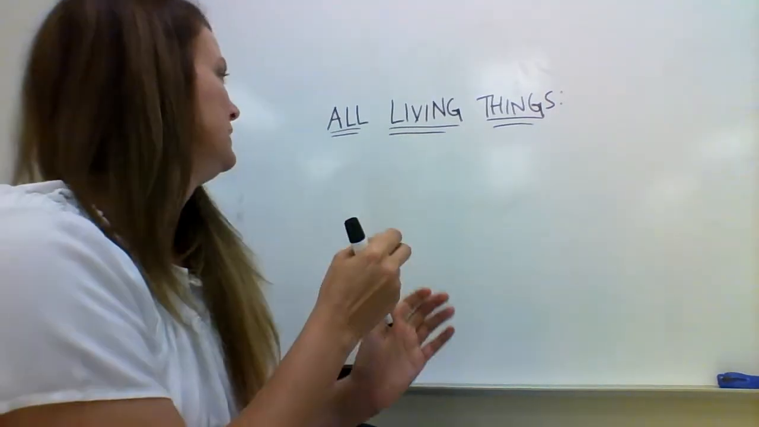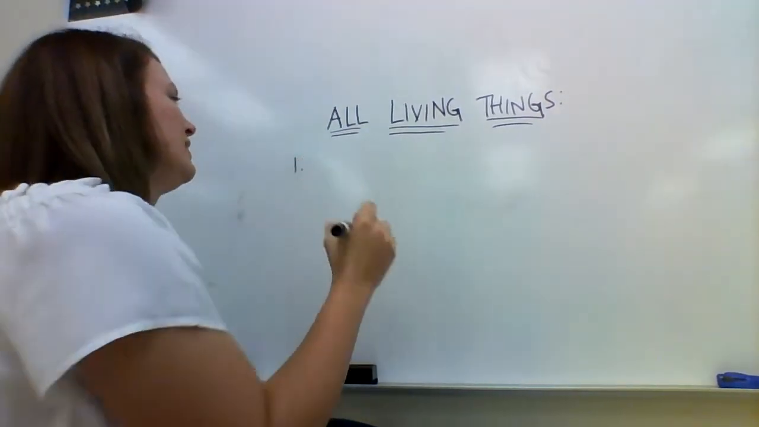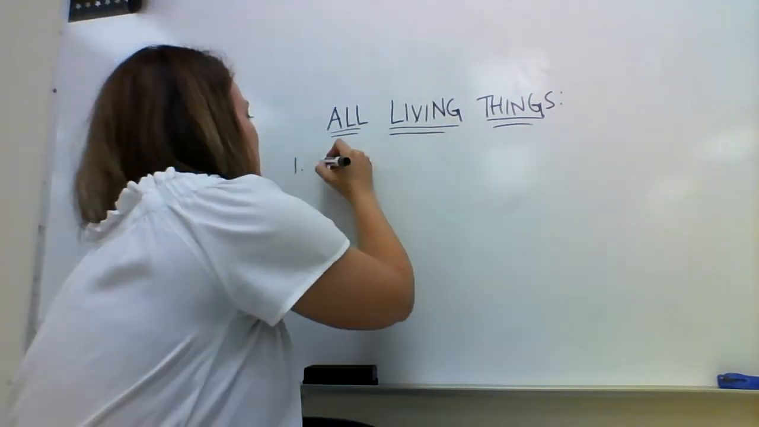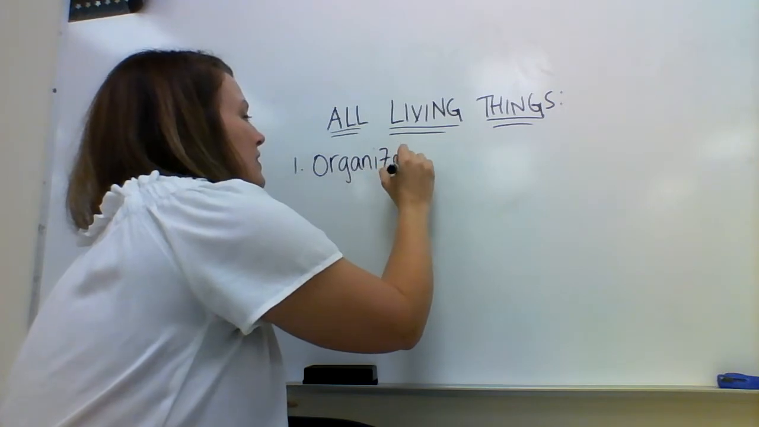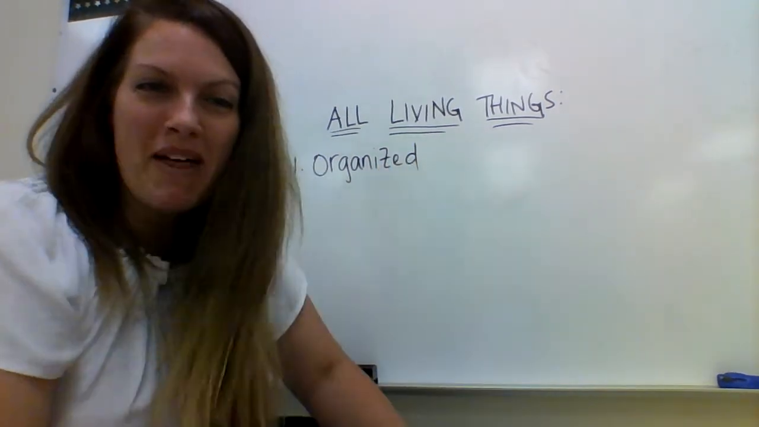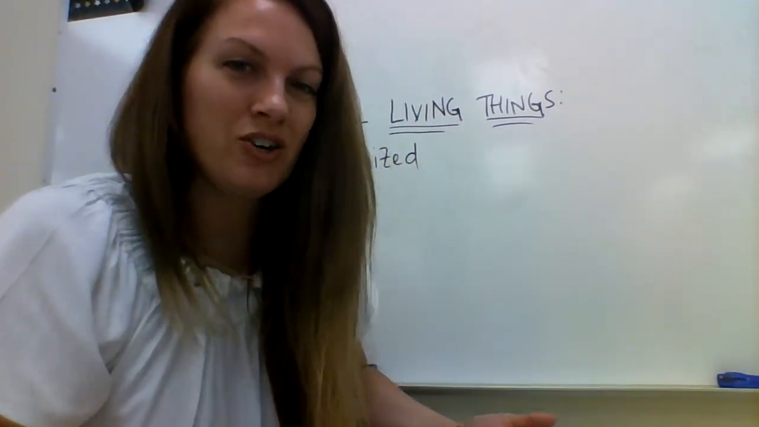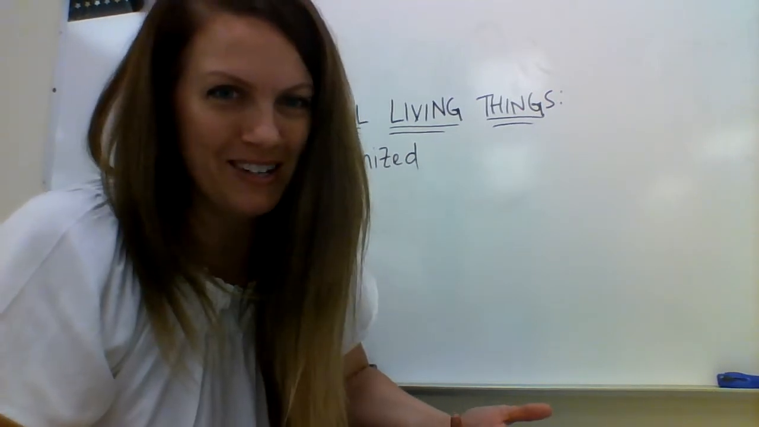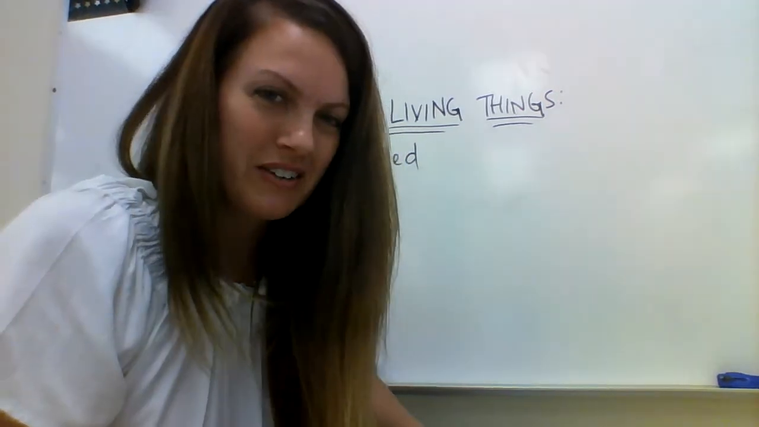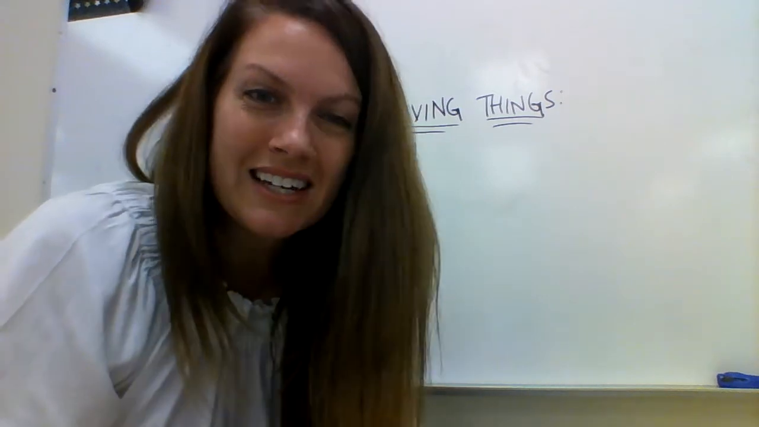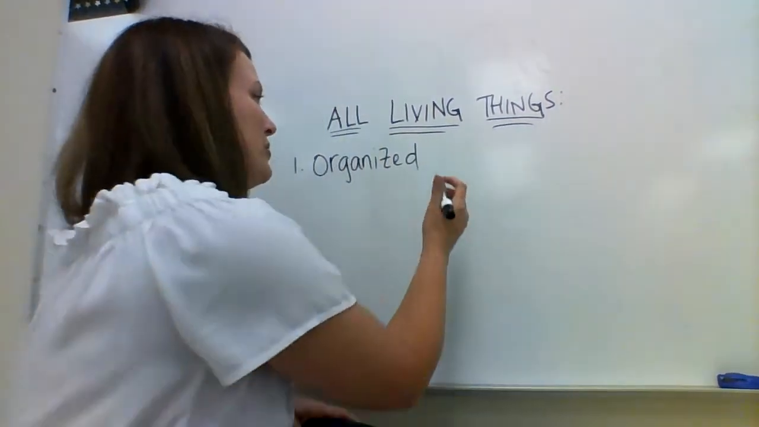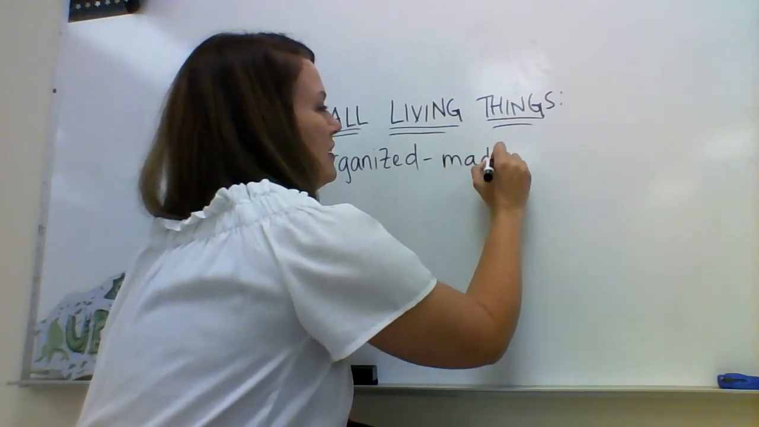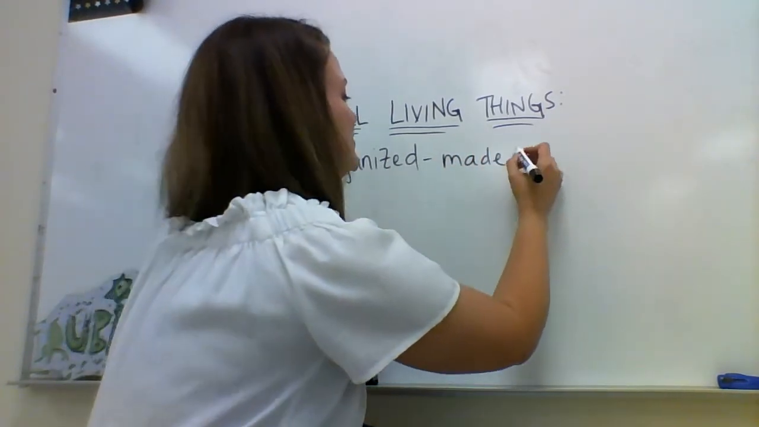First, all living things are organized. And what I mean by that is that they're made of repeating units of organization known as cells. But to be clear, all living things aren't made of cells. All living things are made of at least one cell. So that's a pretty important distinction.